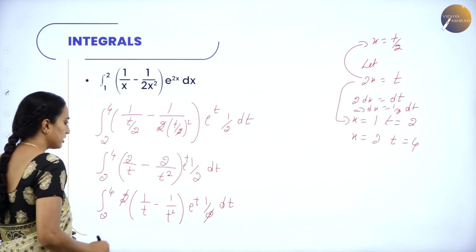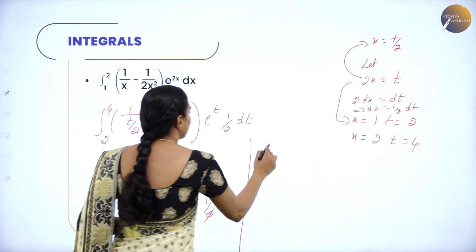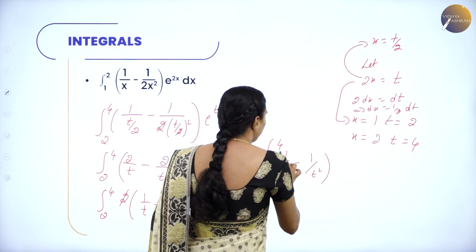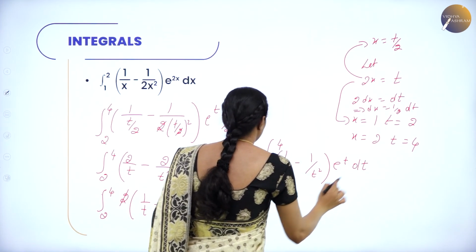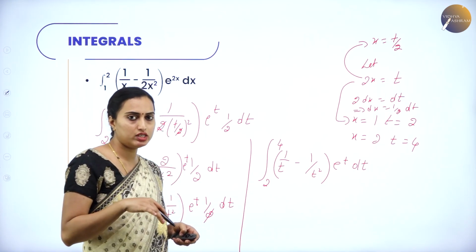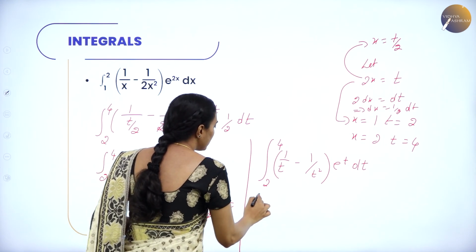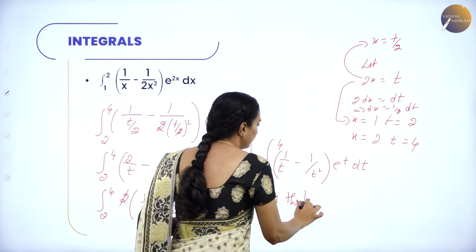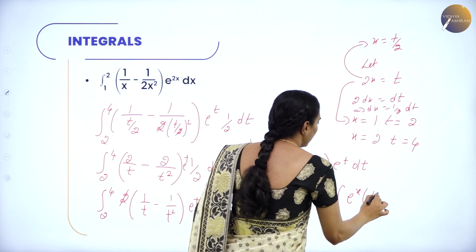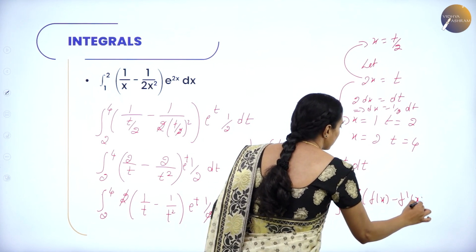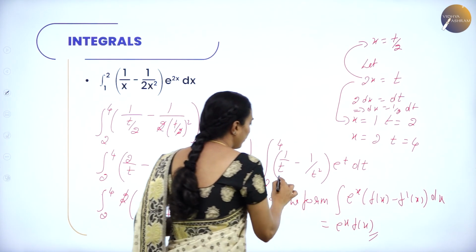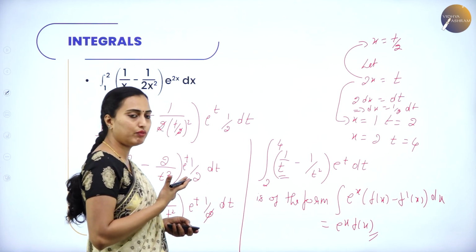Now 2 will get cancelled. The remaining, which implies integral 2 to 4, (1 by t minus 1 by t squared) into e power t into dt. Now this will look like, differentiation of 1 by t is nothing but minus 1 by t squared, isn't it? So therefore, this is of the form integral e power x into (f of x plus f dash of x), which you can write directly as e power x into f of x. So therefore f of x is nothing but 1 by t here.